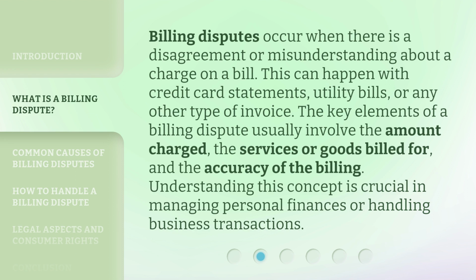Billing disputes occur when there is a disagreement or misunderstanding about a charge on a bill. This can happen with credit card statements, utility bills, or any other type of invoice. The key elements of a billing dispute usually involve the amount charged, the services or goods billed for, and the accuracy of the billing. Understanding this concept is crucial in managing personal finances or handling business transactions.